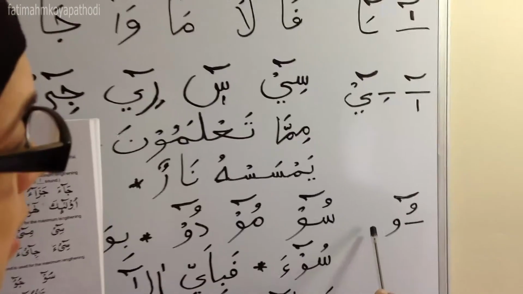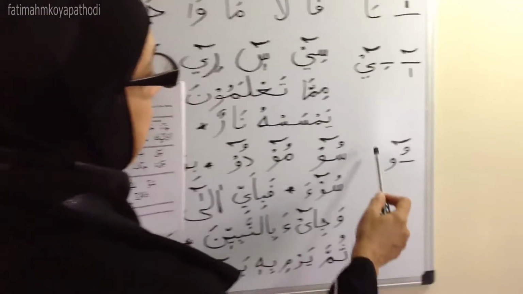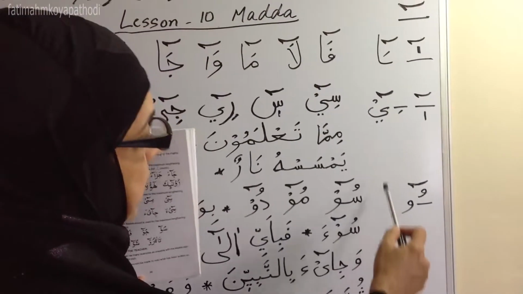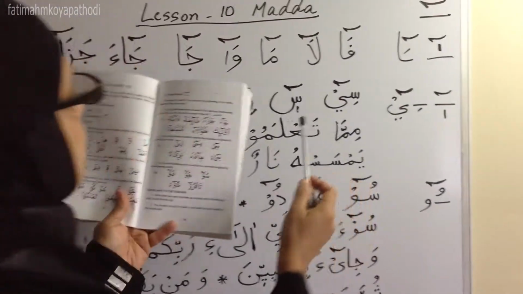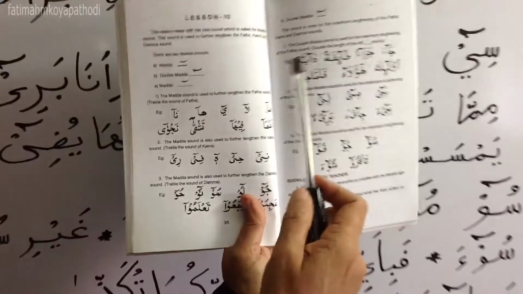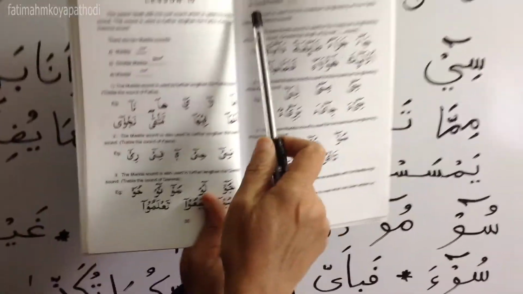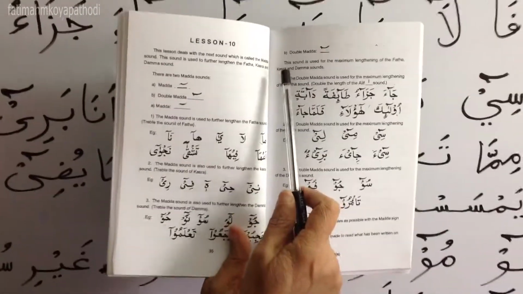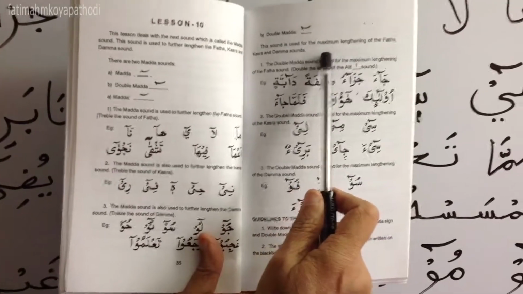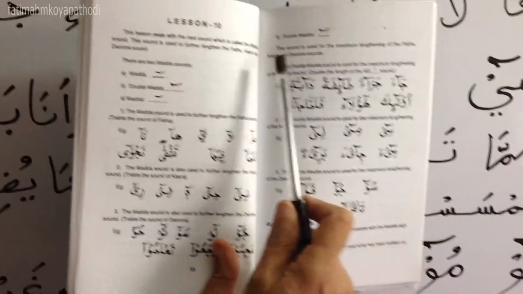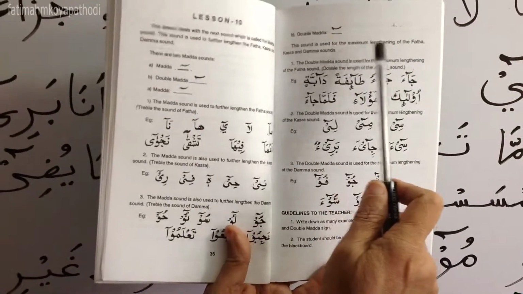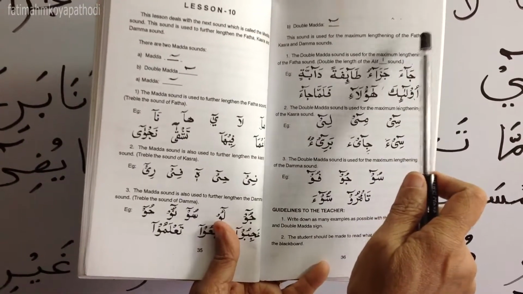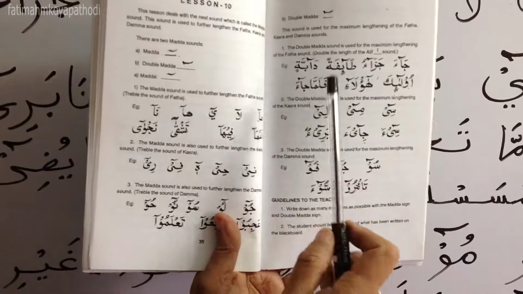You have to notice, with inverted dhamma, you don't find double madda, so that's why it's not here for double madda. So let's go on with the lesson. So again, lesson 10, we have the double madda sounds here. This sound is used for the maximum lengthening of the fatha, kasra and dhamma lengthened sounds. So it's very important, maximum lengthening of the already lengthened fatha, kasra and dhamma sounds.